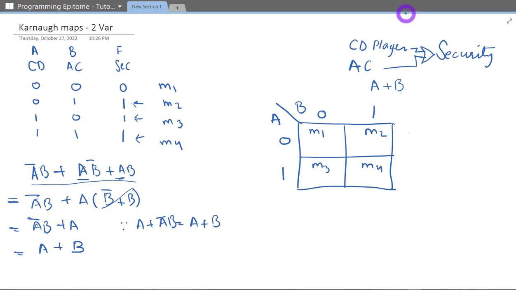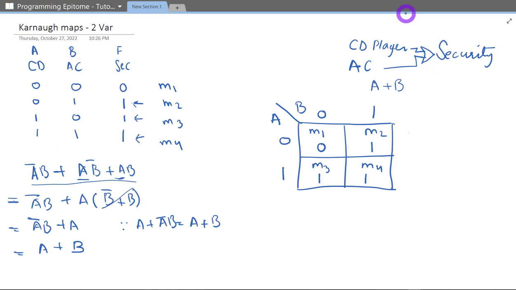So what is the output? At 0, 0, the output was 0. At 0, 1, the output was 1. At 1, 0, the output was 1. And at 1, 1, the output was 1. Right? So this is how we will fill our K-map. That was the first step. Now let's see how will we solve it. How will we solve our equation through this K-map?